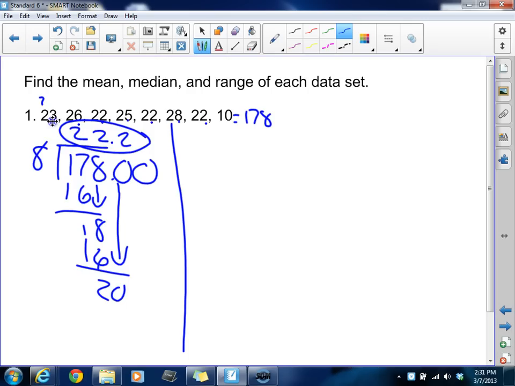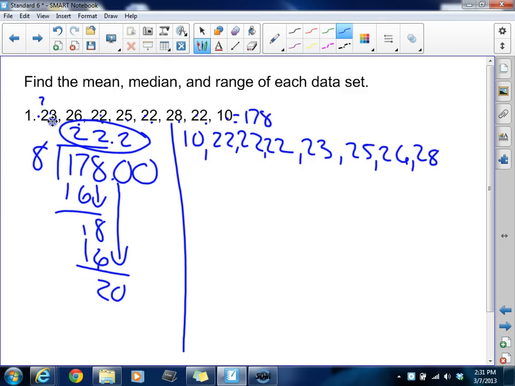Now, median. Our median is simply the middle number. So what we need to do is take all these numbers right here and organize them from smallest to biggest. So we're going to start with 10. Then we're going to go 22, 22. So we got that one, that one, that one. Oh, another 22. That one. And then 23, 25, and 26. 1, 2, 3, 4, 5, 6, 7, oh, missing a number. Oh, and 28. There we go.